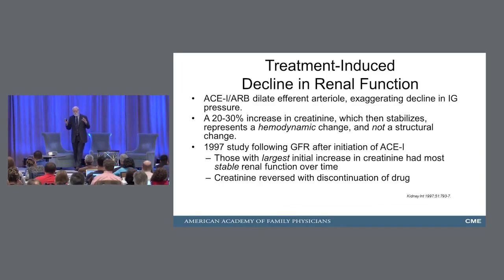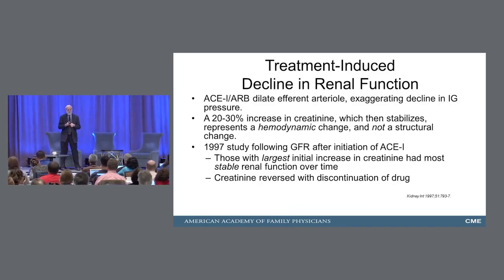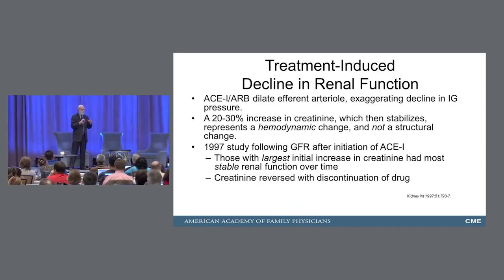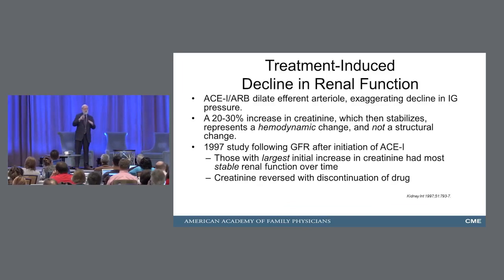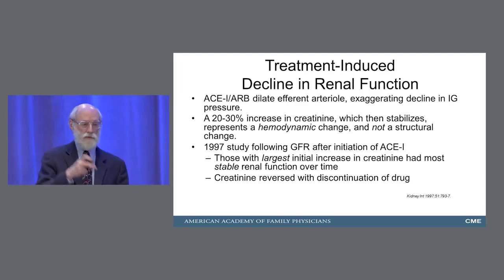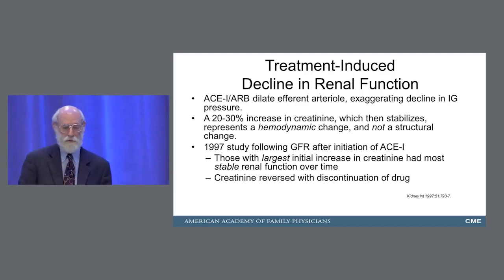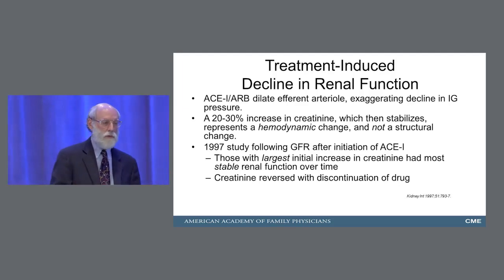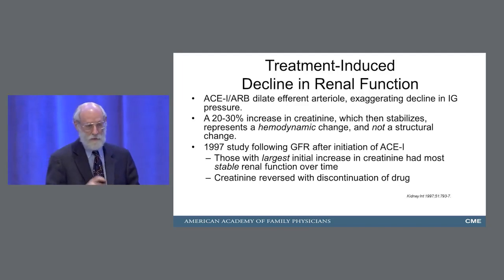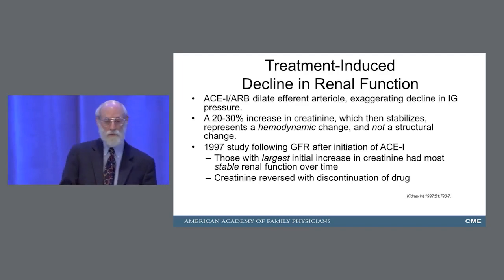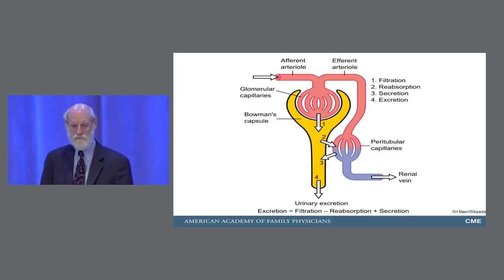Now, remember from what Dr. Fernhaber told you that ACEs dilate the efferent arteriole, therefore decreasing the pressure within the glomerulus. That increases flow through the glomerulus, but decreases pressure. So expect the creatinine to go up. It should do so less than 30%. Those people who go up a little bit, less than 30%, actually do better.